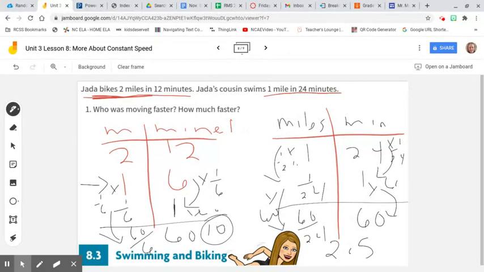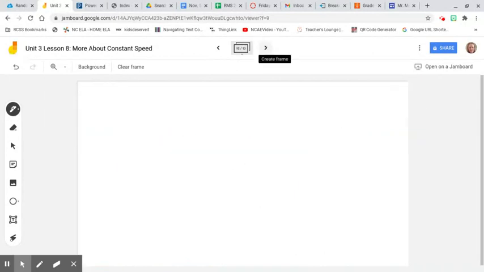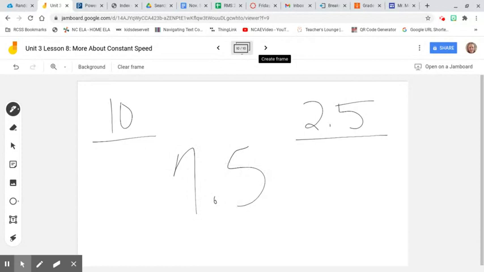I am going to go to another screen. So we have 10 over here on this side and 2.5 over here on this side. So Jada is going at 10 miles per hour, and Jada's cousin is going 2.5 miles per hour. So we take the 10 and we subtract the 2.5, and we get 7.5. So Jada is biking faster than her cousin by 7.5 miles per hour.